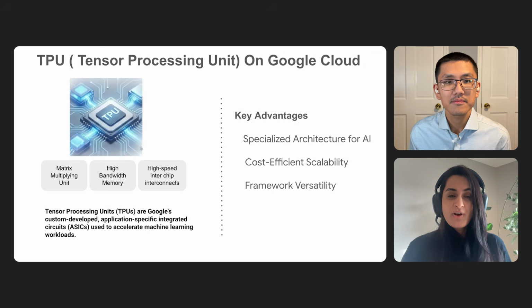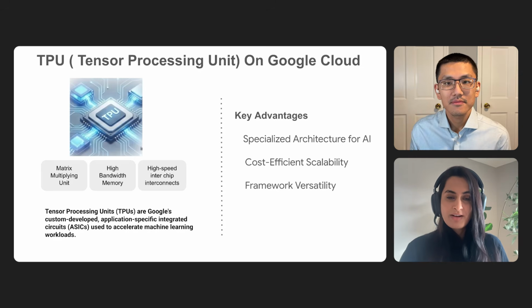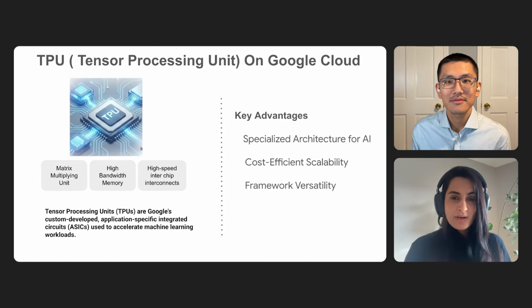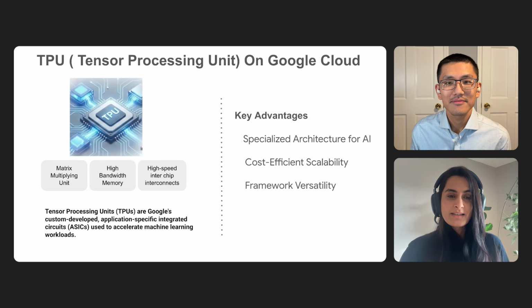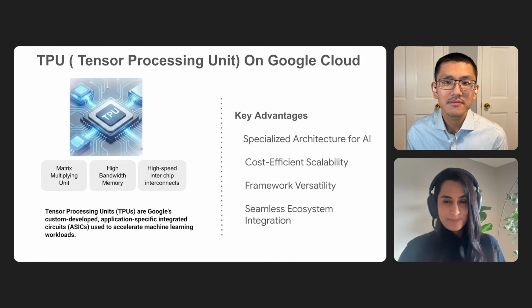And we also have cost-efficient scalability. What does it mean? We provide you different kinds of TPU obtainability, and with Dynamic Workload Scheduler, which helps you to obtain TPUs in a flexible, cost-effective manner. And we have framework versatility. TPU supports JAX, TensorFlow, and PyTorch, basically whatever you need to accelerate your AI workload. And definitely the seamless ecosystem integration that we have on GKE, Vertex AI, and the Cloud TPU API.